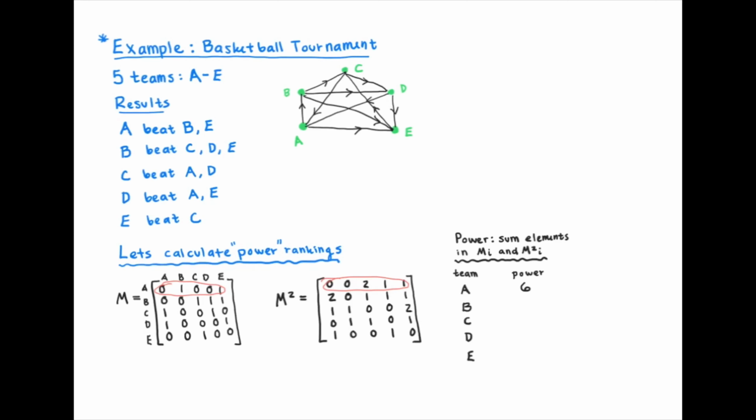We continue and do the same process for teams B through E, and we get B has a power of 8, C has a power of 6, D has a power of 5, and E has a power of 3. So for our official power rankings, we have Team B in first, then we have teams A and C tied, followed by D, and finally by E.